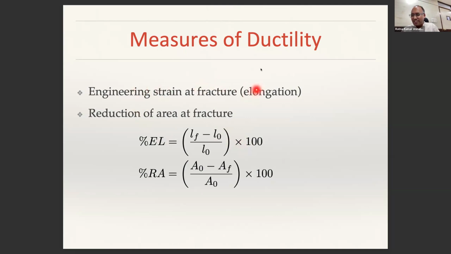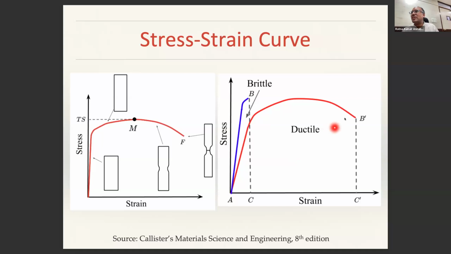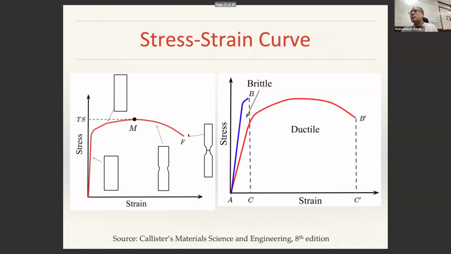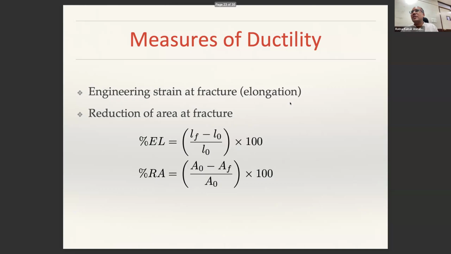The engineering strain at fracture is called a measure of ductility. So that means the strain at the point of fracture is one measure of ductility. And there is also another measure that is called percentage elongation or percentage reduction of area at fracture. The final length of the specimen at fracture minus the original length will give you percentage elongation or percentage reduction in area, that is A naught minus AF by A naught.